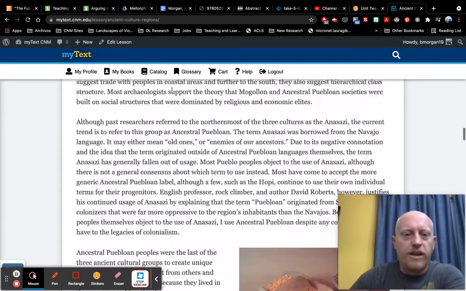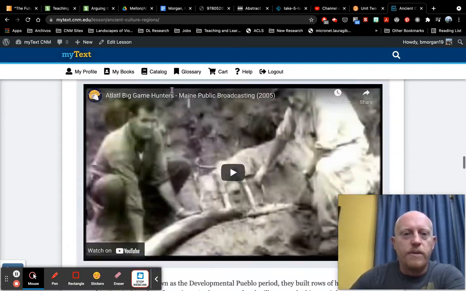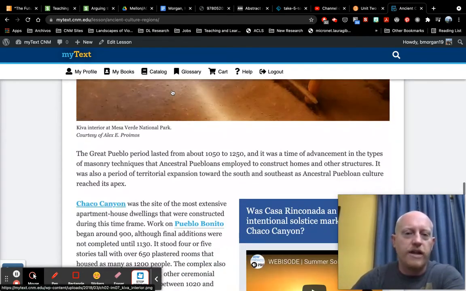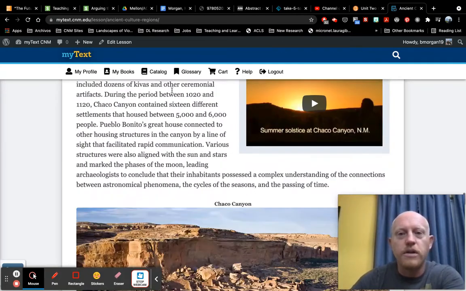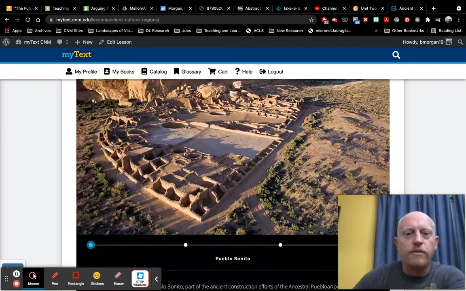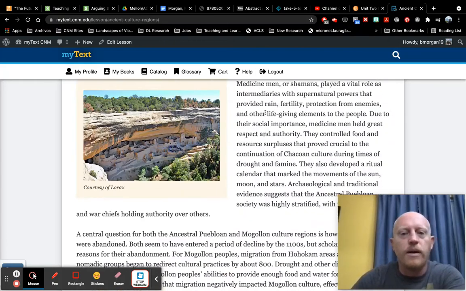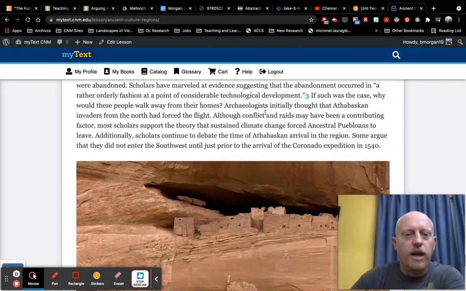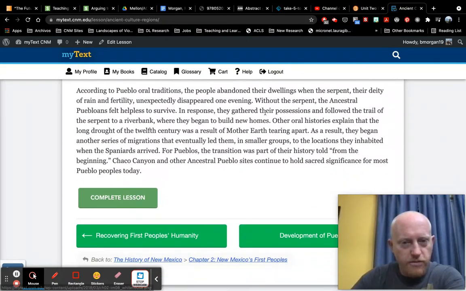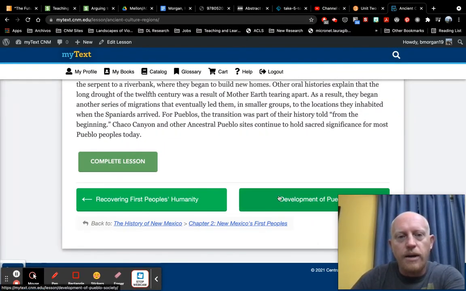And as I scroll down, there's a lot of features here that I can look at. The images are very helpful. Here we have photographs of Pueblo Bonito at Chaco Canyon. There's a lot of really rich audio visual in these first few chapters, especially. So now I know, this covered the very earliest peoples in those three culture regions. I want to move on and learn about the development of Pueblo society.